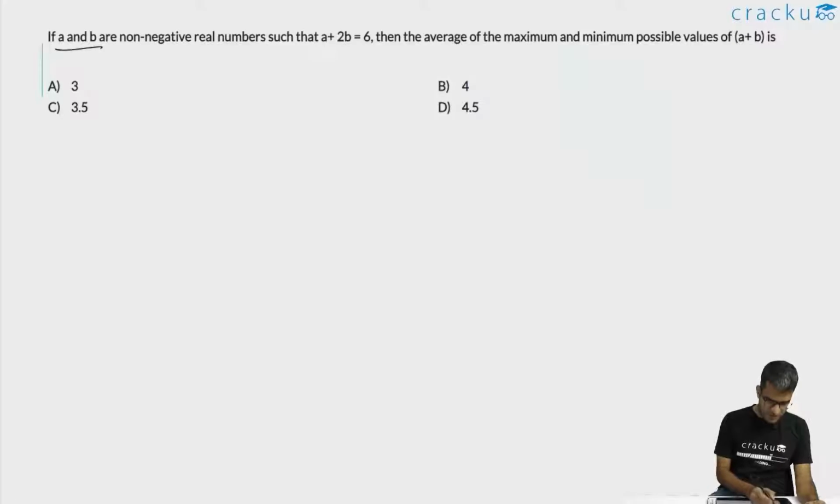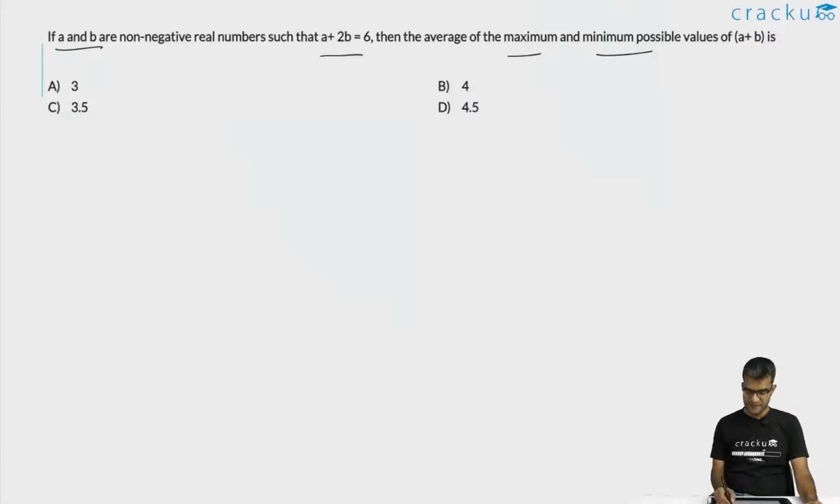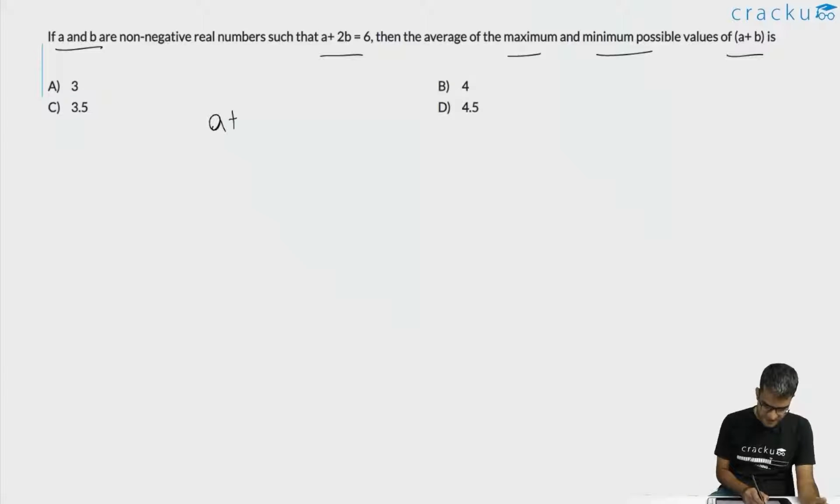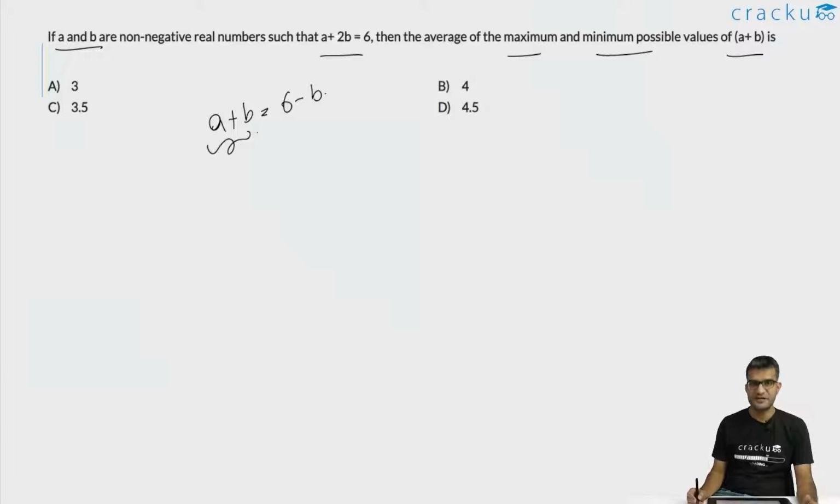In this question, we are told that a and b are non-negative real numbers such that a plus 2b is equal to 6. We are asked to calculate the average of the maximum and minimum possible values of a plus b. As a plus 2b is equal to 6, the value of a plus b is equal to 6 minus b. Now a plus b is maximized when b is minimized, and a plus b is minimized when b is maximized.